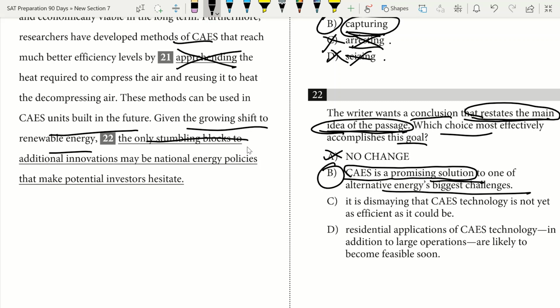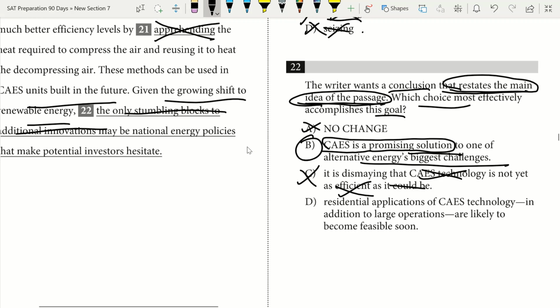We wouldn't say "the only stumbling blocks to additional innovations" because we're not focusing our main idea on stumbling blocks, and we're not dismaying CAS technology because it's not as efficient as it could be, right? We're actually arguing for it. Next, we have D, residential applications of CAS technology in addition to large operations are likely to be feasible soon. We're not talking about a timetable for when it'll be feasible or not feasible. We're just talking about it as a promising solution.